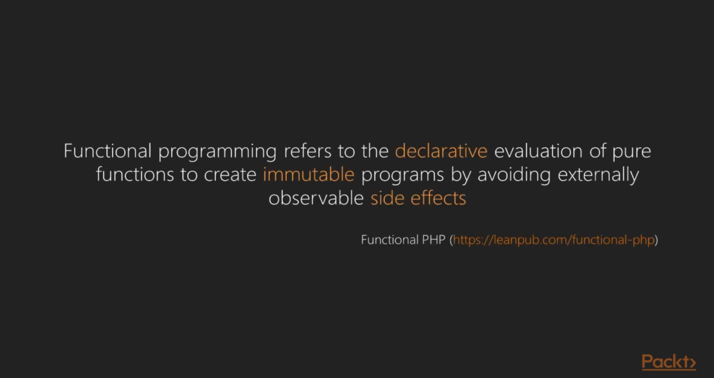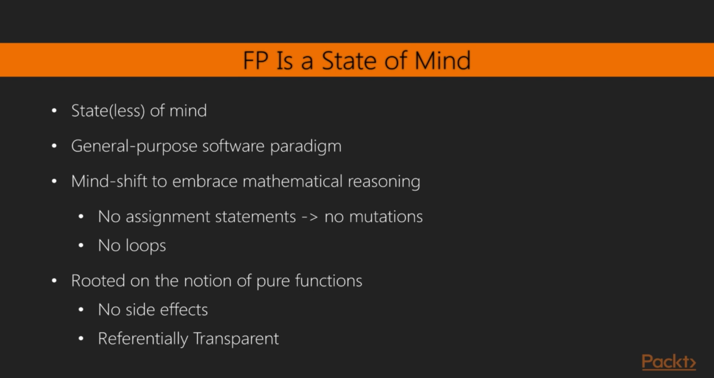Functional programming refers to the declarative evaluation of pure functions to create immutable programs by avoiding externally observable side effects. And so notice that I've taken the liberty to parse out some key terms here. We're going to look at code that is declarative, and you know what that means from previous sections, that is immutable, and that is free of side effects.